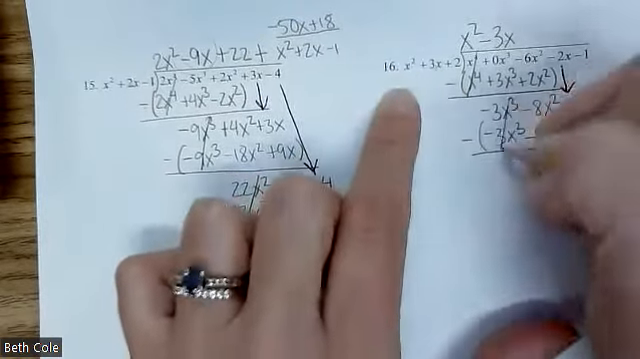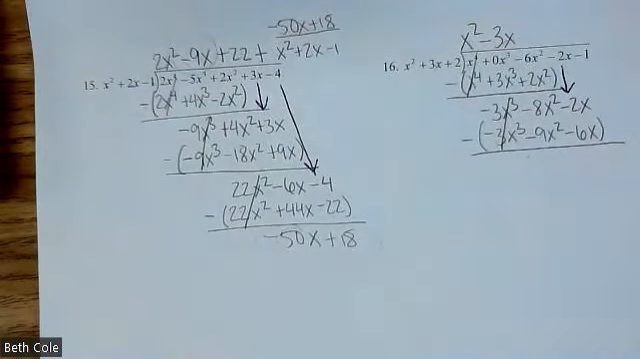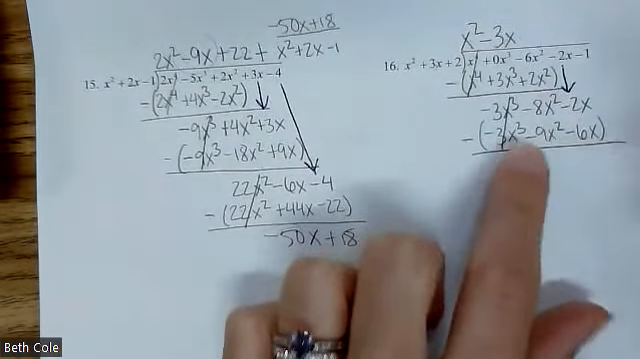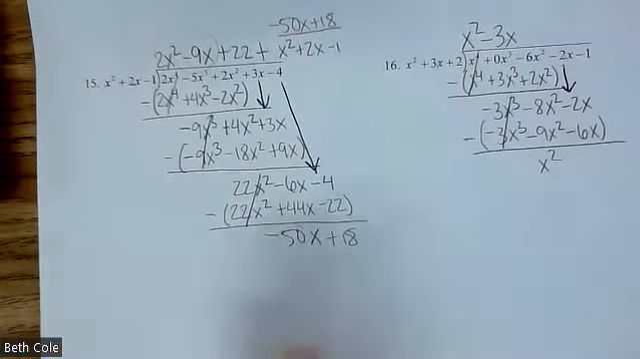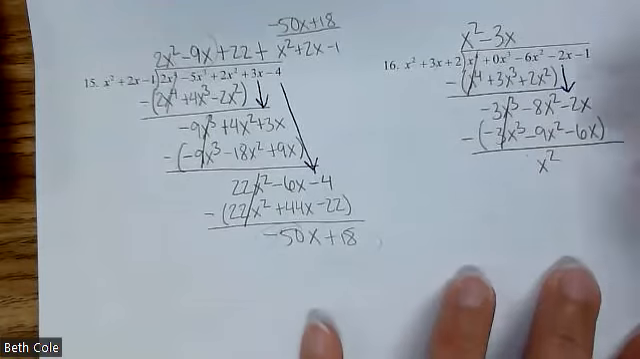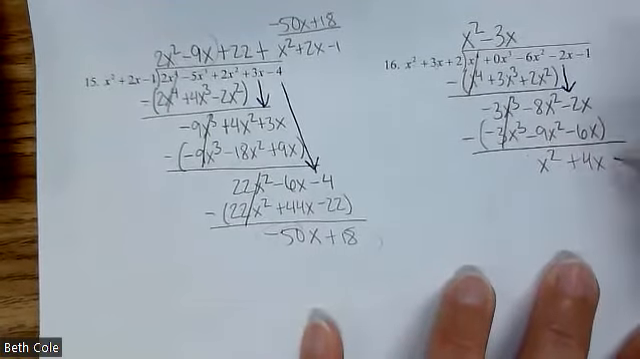Hug, subtract. Give it a hug, subtract. Subtracting is the hard part. Negatives are hard. This is negative 8 plus 9. Good. So that would just be x squared. This is negative 2 plus 6. Good. Bring down the minus 1.